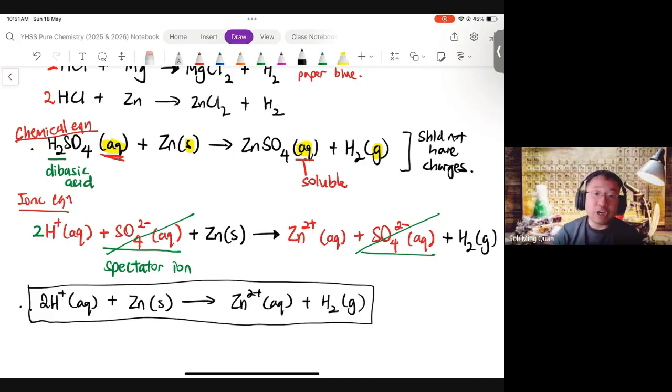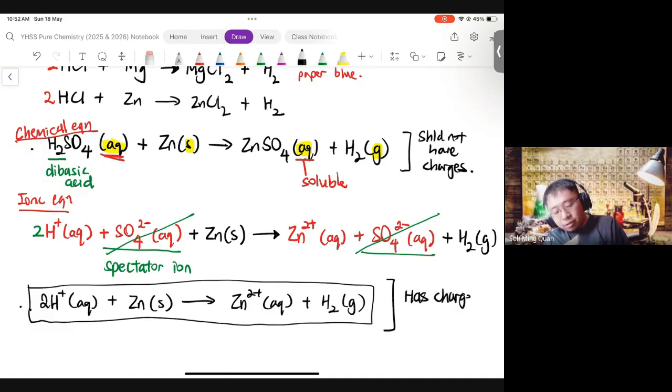The chemical equation doesn't have any charge because the charges are supposed to be balanced, right? ZnSO4, Zn2 plus, SO4 2 minus. So the charges cancel out. It's neutral electrically. So a chemical equation must never, ever have plus or minus charge. That's a chemical equation. An ionic equation has charges. Ionic, so it has ions to be shown.